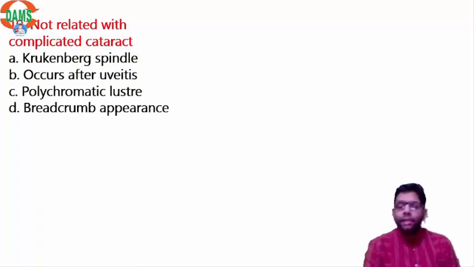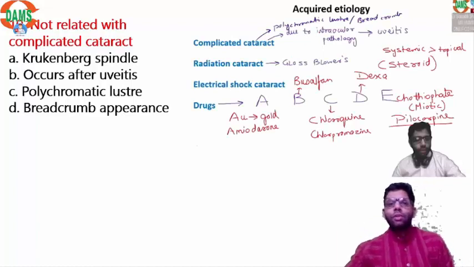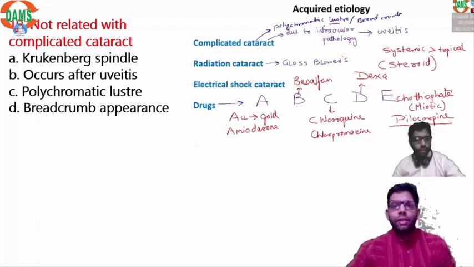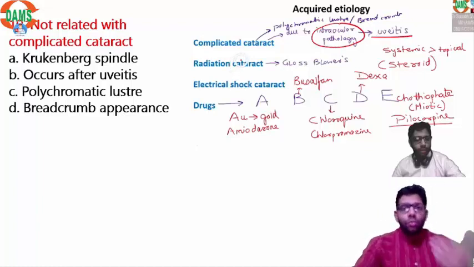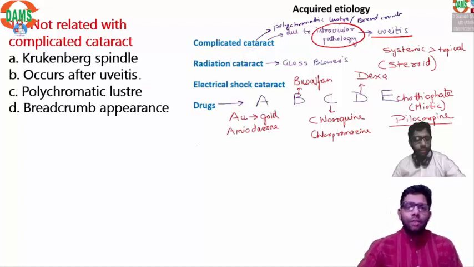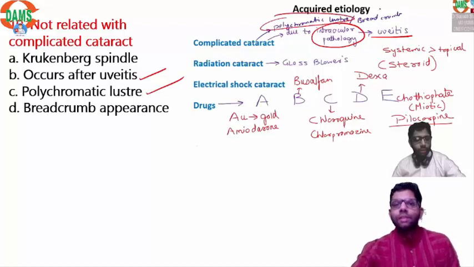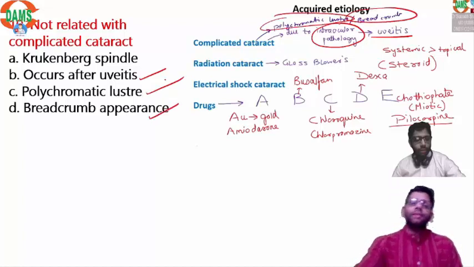The complicated cataract means any intraocular pathology. See, direct question. Any intraocular pathology like uveitis, or tumors, or any degeneration in the eye is causing complicated cataract. So it is after uveitis. Yes, that is correct. It is polychromatic luster. It is breadcrumb appearance. So directly it is coming.